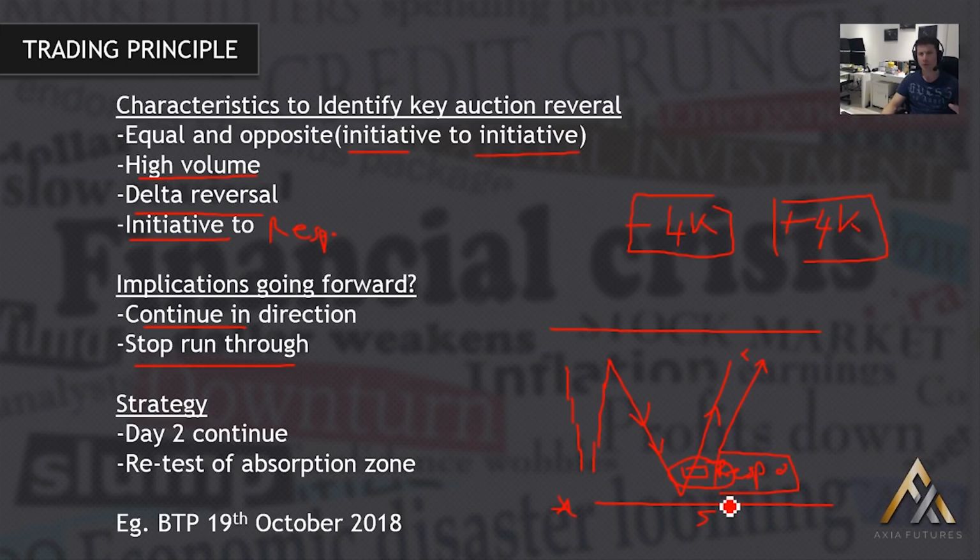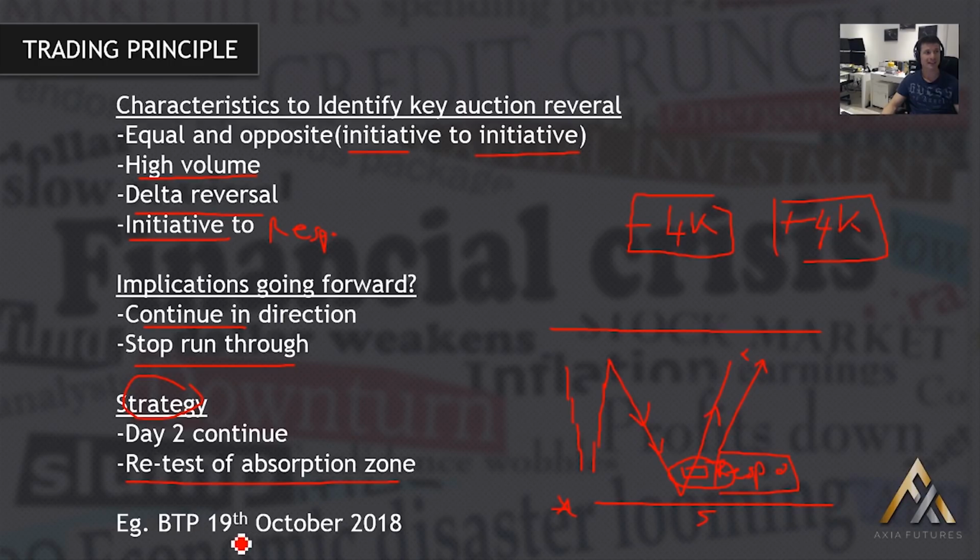So straight away what you should have picked up on there is that just because you've missed the Friday move, that means nothing, because the real moves now come Monday the 22nd of October. So the strategy we'll talk about is day 2 continuation. I'm going to show you how the execution of this works, and I'm also going to show you where you want to be looking to be a buyer of those BTPs given the key auction reversal.